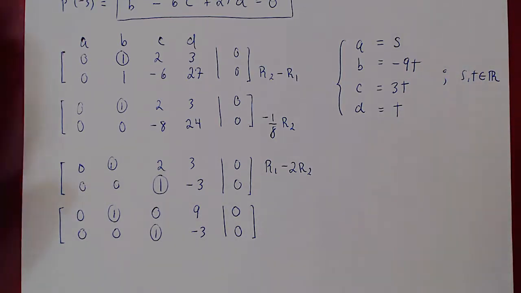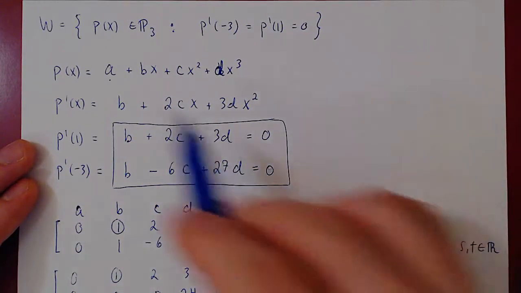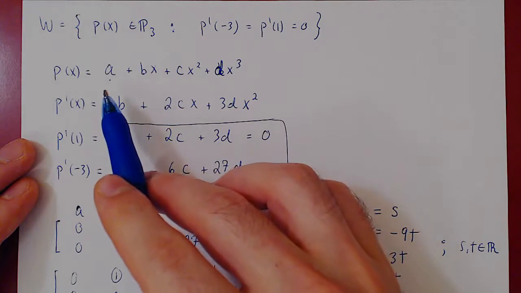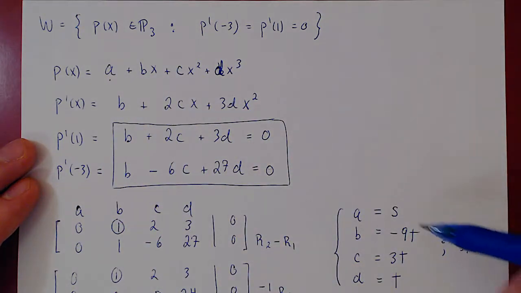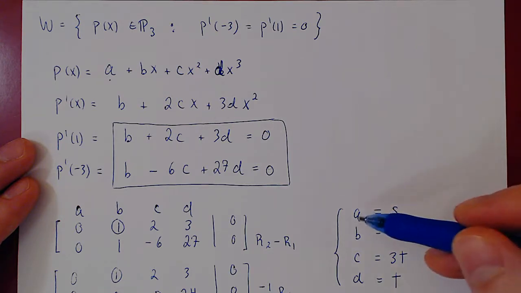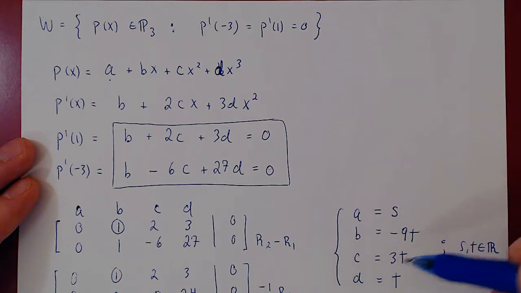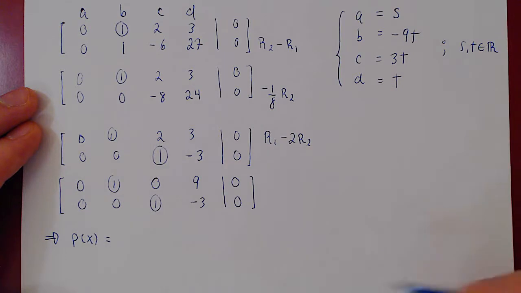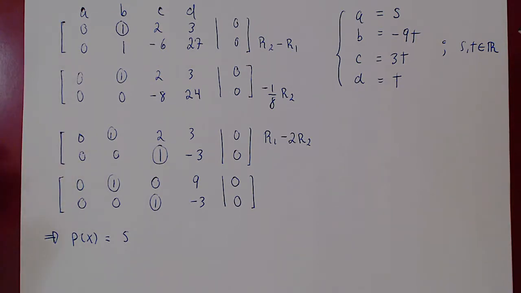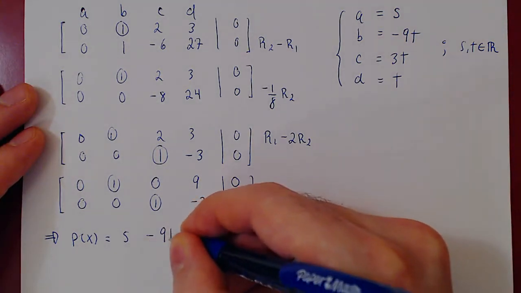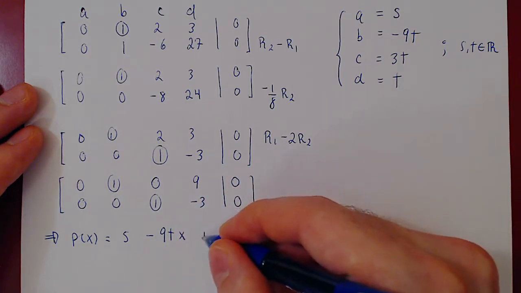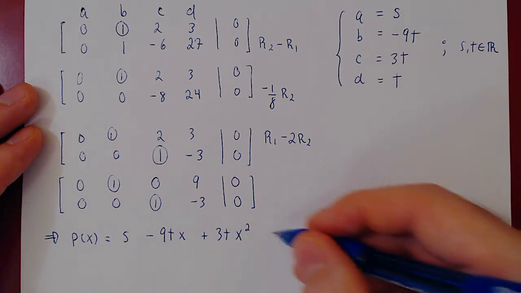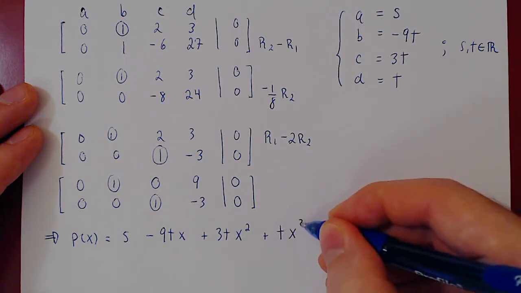Well, let us look back to our element. We were looking for a way to describe polynomials explicitly in W. So we didn't know what A, B, C, D were equal to, but now we do. For any choice of S and T, A must be S, B must be negative 9T, C must be 3T, and D must be T. So we can replace now. So our polynomial, P of X, must equal A, so S, plus B X, so negative 9tx, plus cx squared, so plus 3tx squared, plus dx cubed, plus tx cubed.